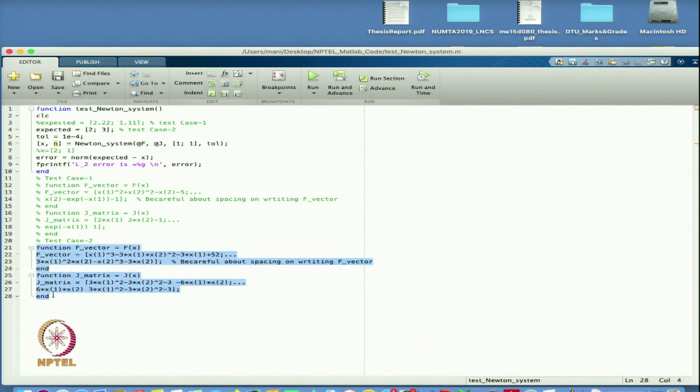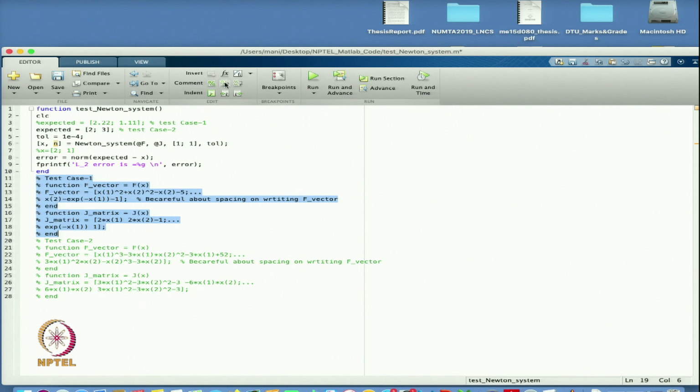So, let us start with just the case 1. Now, my expected value will be 2.22 and 1.11 for the test case 1, whatever test case 1 I have taken. In this case I am starting with the initial value 1 and the tolerance I am taking is 10 raised to power minus 4. Now, I will start with the function.